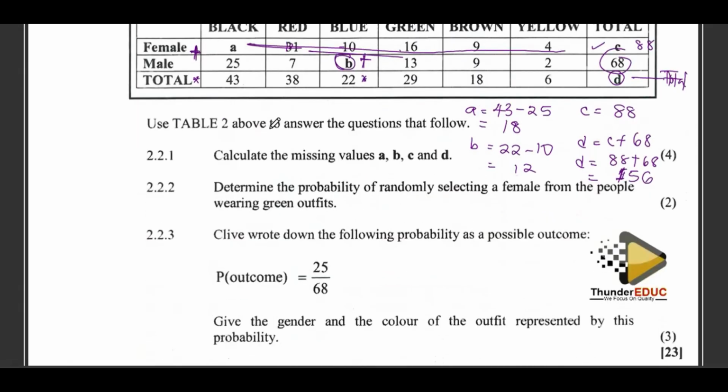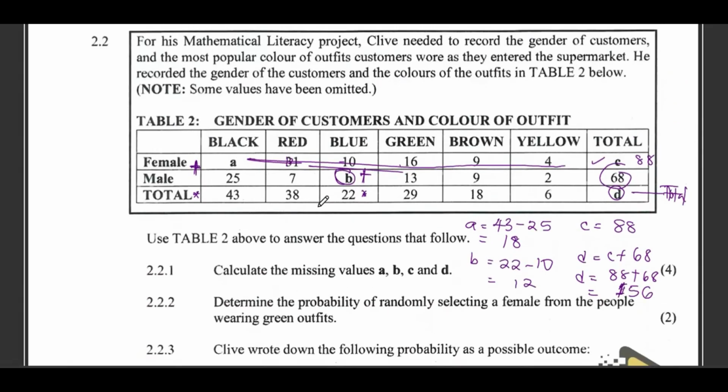All right, 2.2.2, determine the probability of randomly selecting a female from people wearing green. The first thing you're going to do for me, go to green and identify people wearing green. We are here, green. You understand? So how many people are there? There are 29. So out of the 29, what is the probability that you pick a female? How many females do we have? We have 16. So it will become 16 over 29.